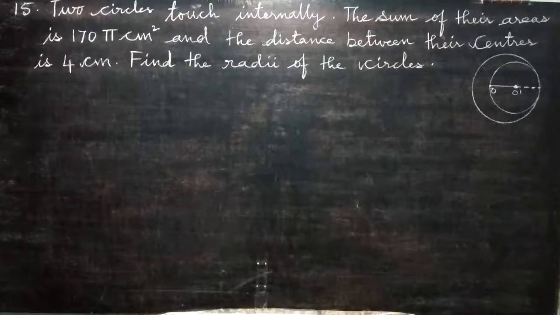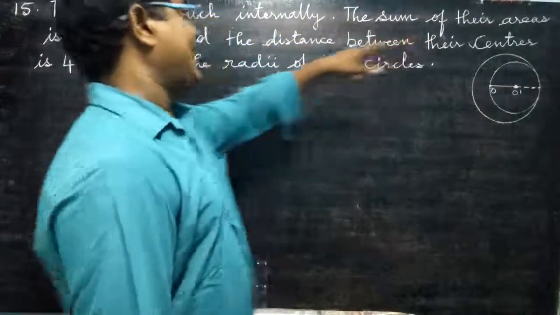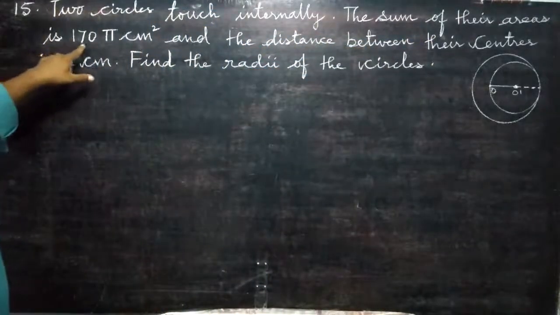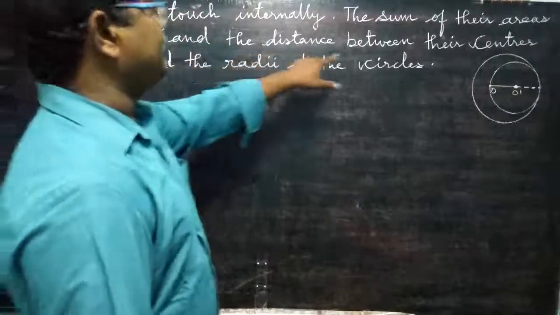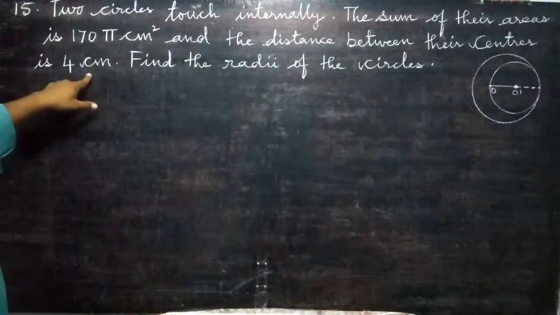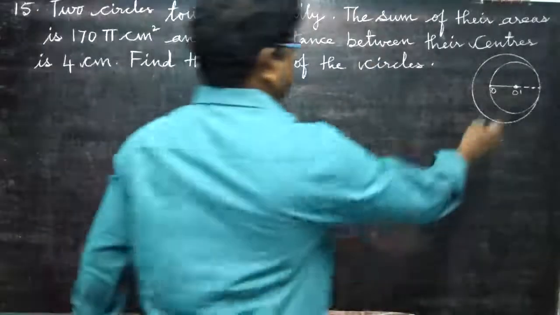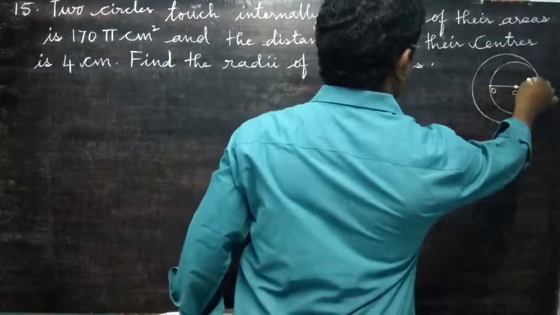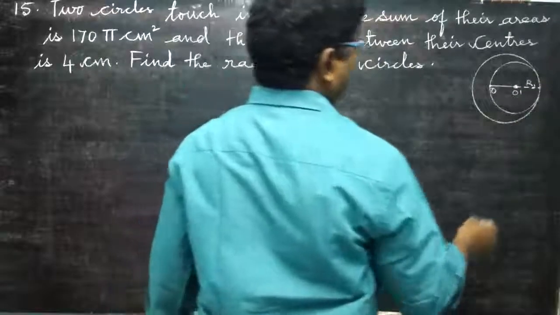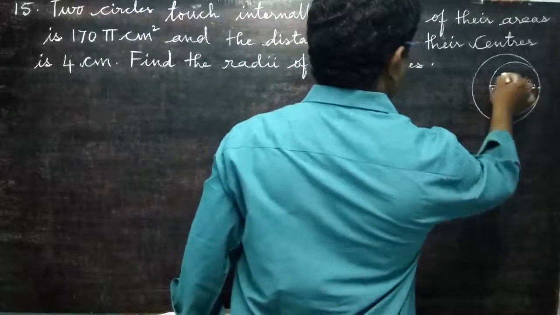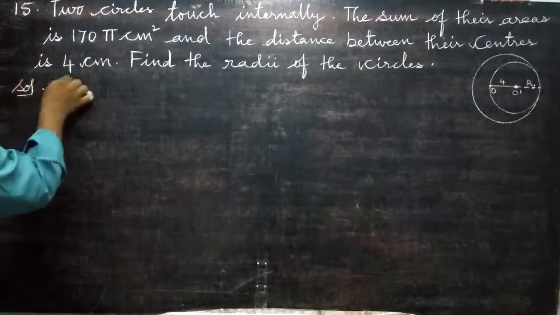15th problem. Two circles touch internally inside. The sum of their areas is 170 pi centimeter square and the distance between their centers is 4. Find the radii of the circles. The distance between the centers is 4. So suppose this is the smaller circle, radius is R1 and the big circle will be R1 plus 4. So solution given.